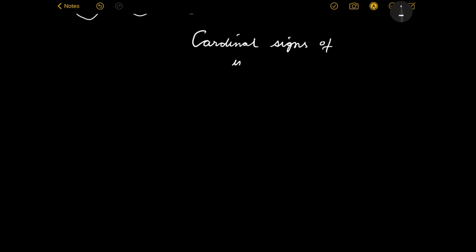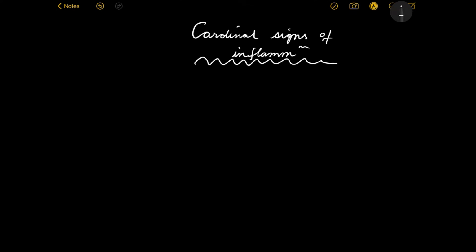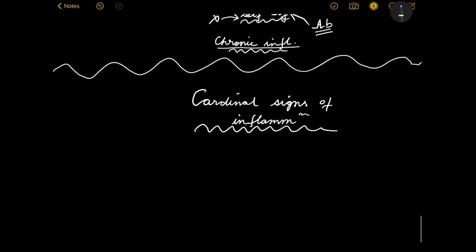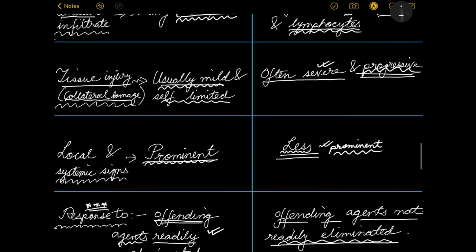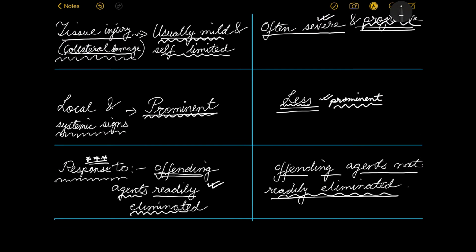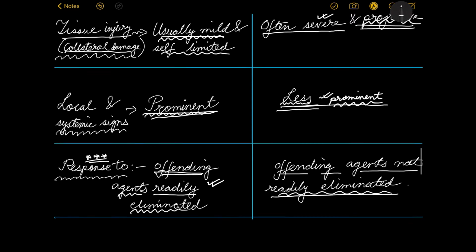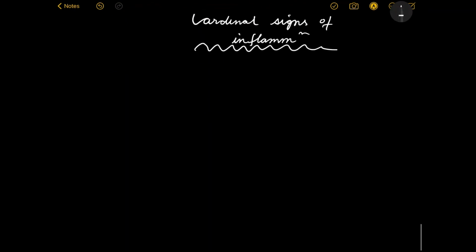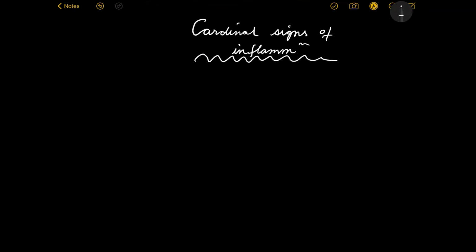See, in our last discussion, I had said that there are some local or systemic effects which are seen in case of acute inflammation, which is very marked in acute inflammation, but not so marked in chronic inflammation. Let me give you a recap. The local and systemic signs are prominent in case of acute inflammation and not so prominent in case of chronic inflammation. What does this actually mean? Pertaining to that, we have to talk about the cardinal signs of inflammation.